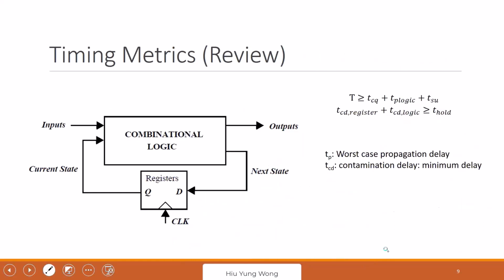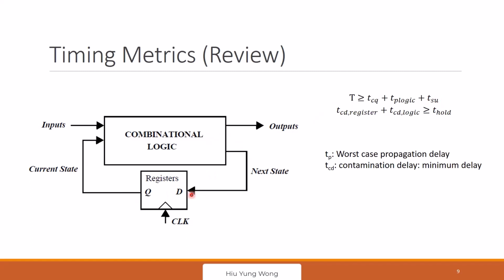Now, let's just quickly review one more time what we did last time so that we can continue. We say that we have this combinational logic and we have the register, and our goal is that we need to have the period larger than the clock to queue, and also the setup time, and also the delay of the logic. Because from here, you first need so much time to propagate, and you need to be stable for T setup. Now you understand why.